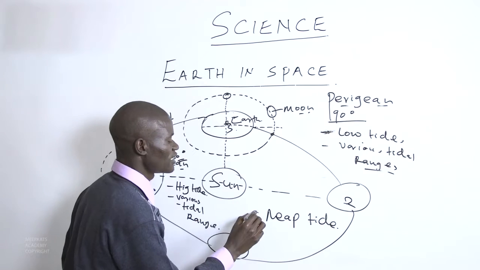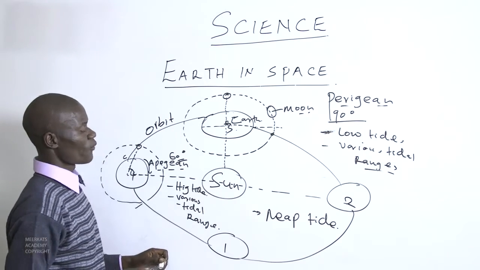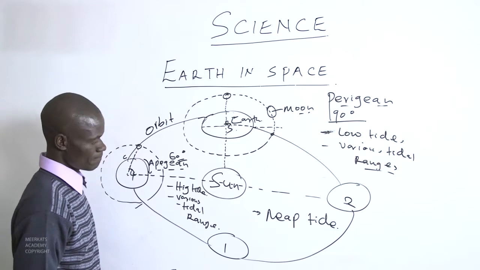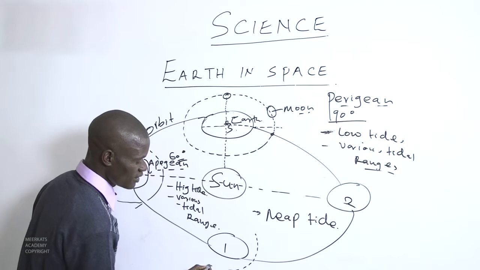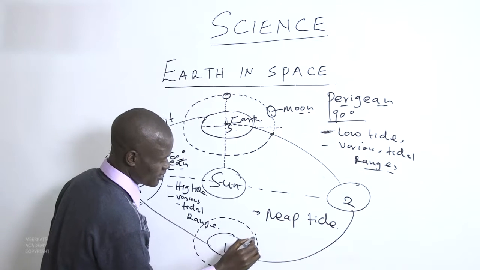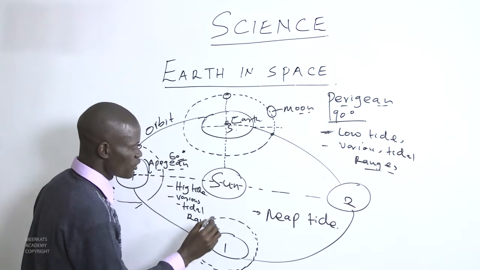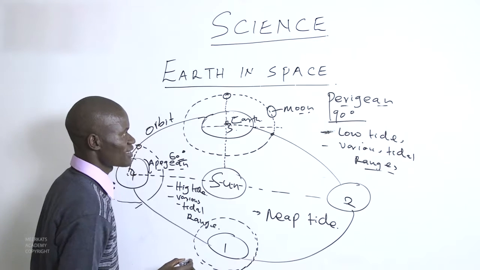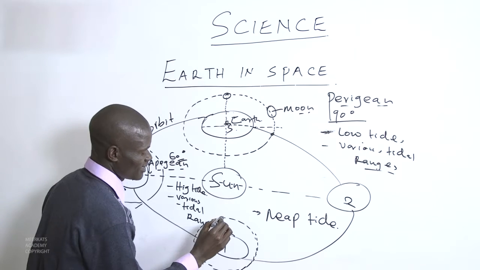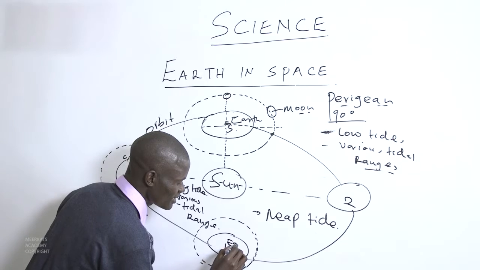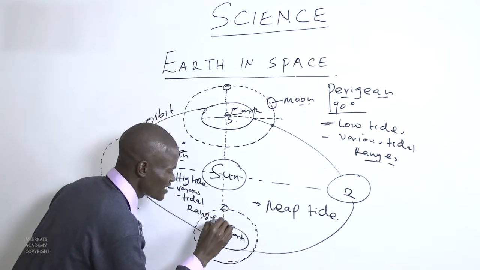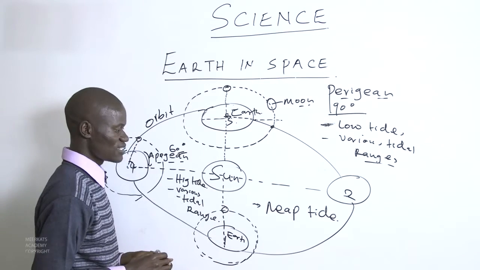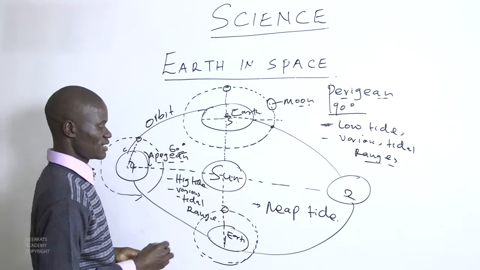We also look at the neap tide. When the neap tide occurs, it occurs almost at a period when the Earth and the Moon are in a straight line. That is where the neap tide occurs.